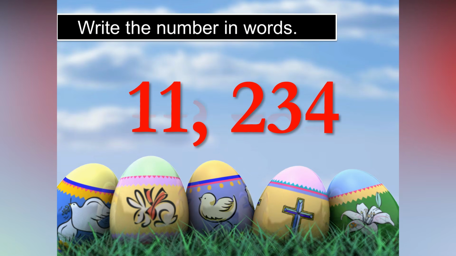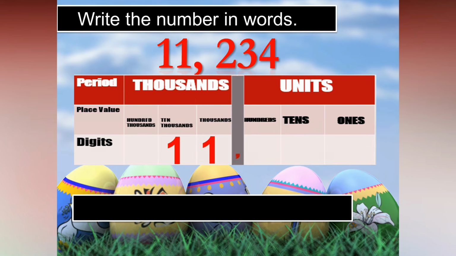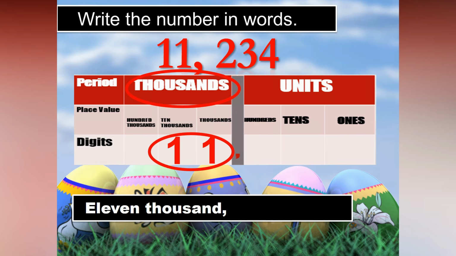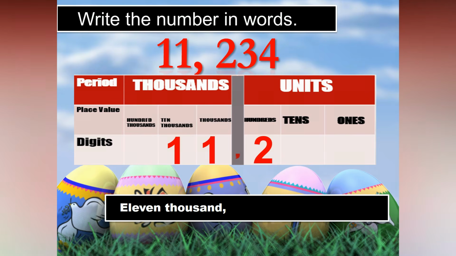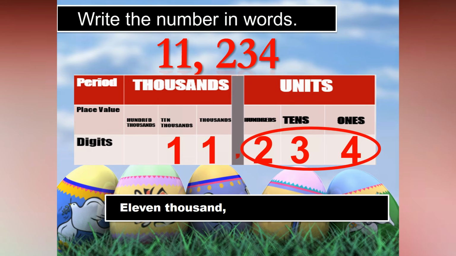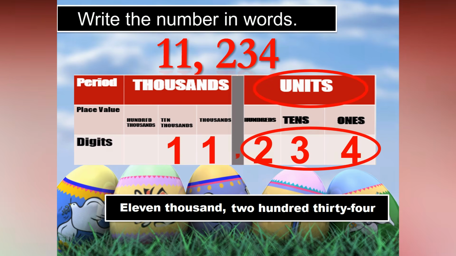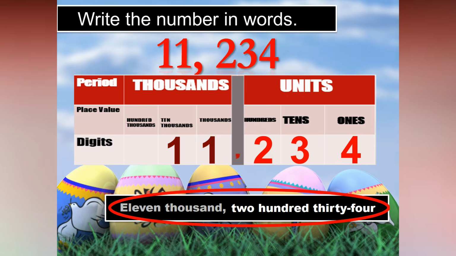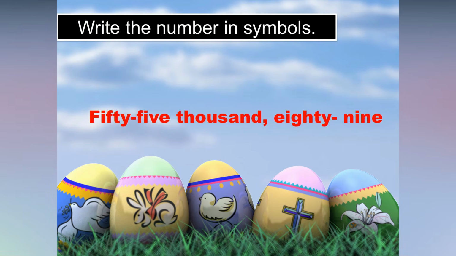Let's test your mastery by answering the exercises. 11 is in the thousands group, so we can say 11,000. Then 2, 3, and 4 is in the units group, so we can write it as 234. If we put them together, 1, 1, 2, 3, 4 can be read and written as 11,234.